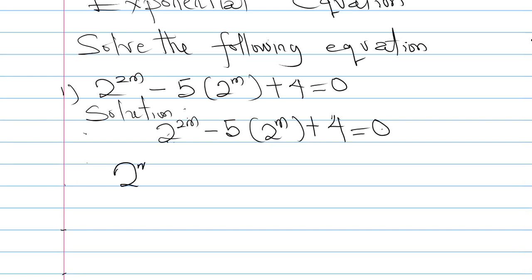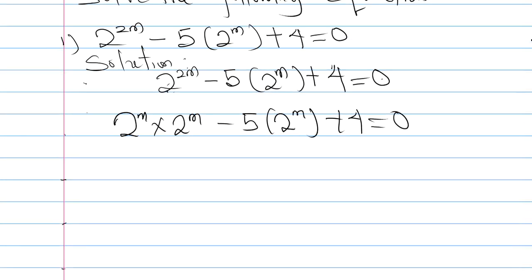2m times what? 2 raised to power m minus 5 into what? 2 raised to power m plus 4 equal to 0. The principle I'm applying here is: if you have a raised to power x times a raised to power y, since they have the same base, just write the base and add the powers, x plus y.